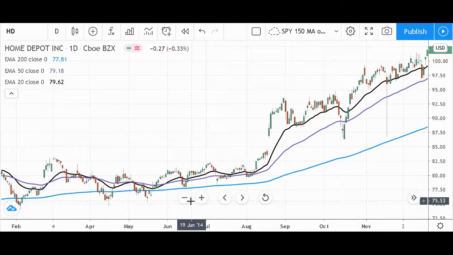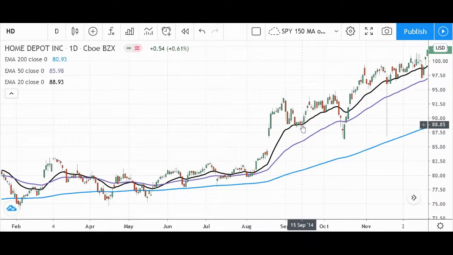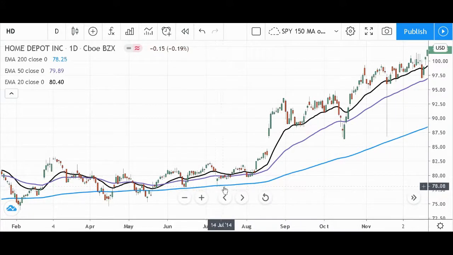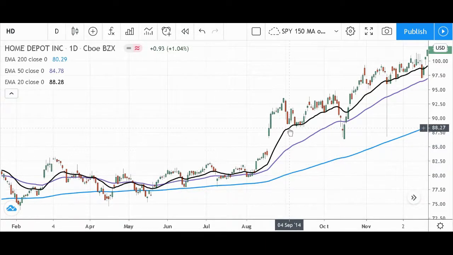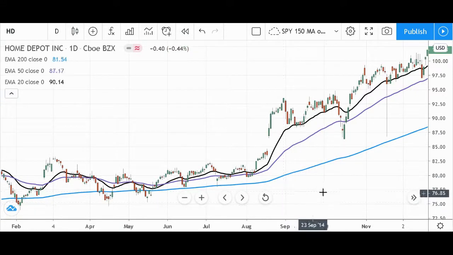All right, so the 20 is in black. It's a black line here, okay? You notice how the 20 period kind of hugs the candles a little bit closer, right? And then you've got the 50, which is in purple. And then you've got the 200 period moving average in blue here, okay? So again, the 20 period moving average, the 50, and then the 200, all right? All of them EMAs, exponential moving averages, all right?